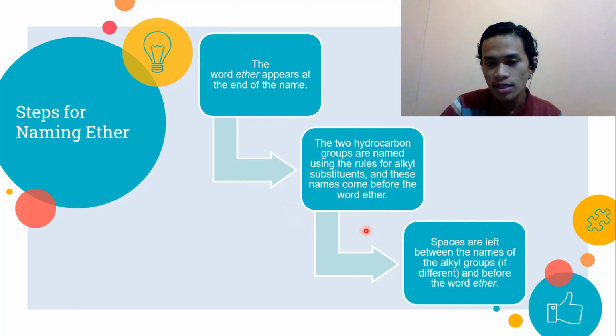And the last one, spaces are left between the names of the alkyl groups if different and before the word ether, just like the example before, ethyl methyl ether.